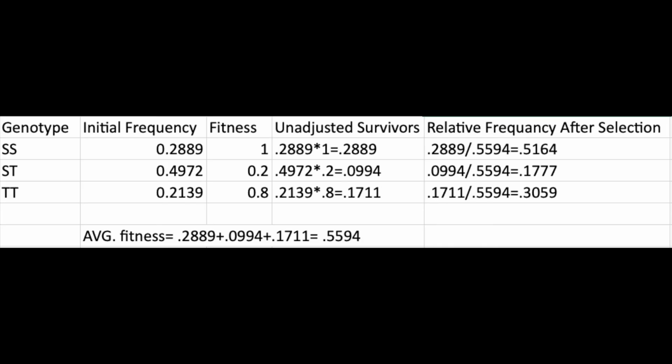Let's reference this table. Multiply initial frequency and fitness, then add up your unadjusted survivors for the average fitness. Divide the adjusted survivor value by the average fitness. Note that the value in relative frequency increased in SS and TT genotype and decreased in the ST genotype. Based on this, it's concluded that the SS and TT turtles will have a higher survival rate in future generations.